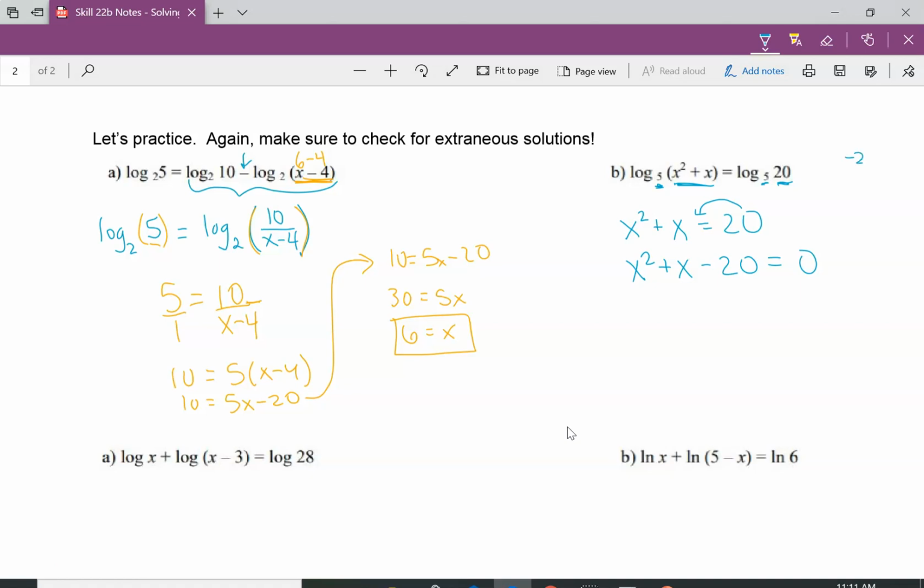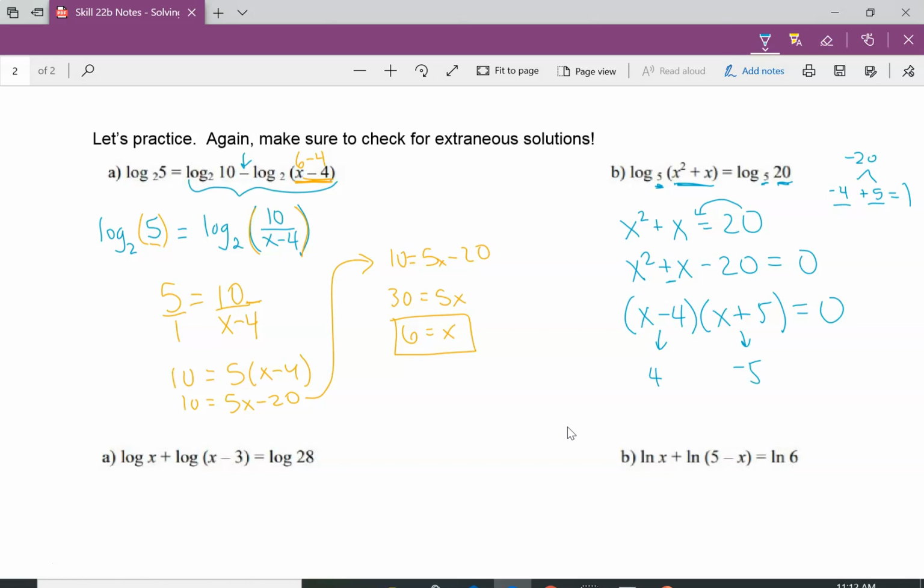Well, I know to get negative 20, I can multiply negative 4 and a positive 5, and they'll add to positive 1. Okay? This is a shortcut factoring, so I could just write x minus 4, x plus 5. And now I know that my zeros, this will be 4, and this one will be negative 5.